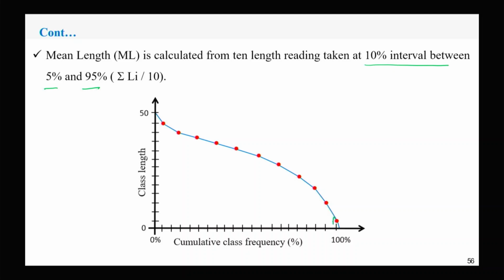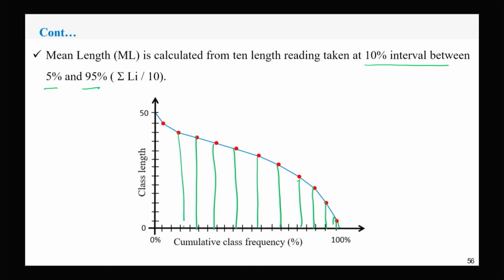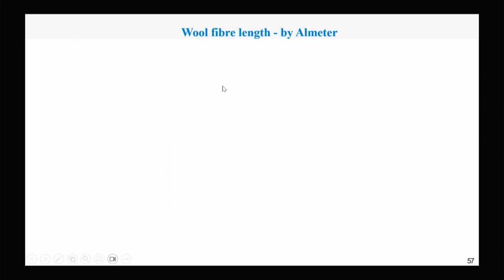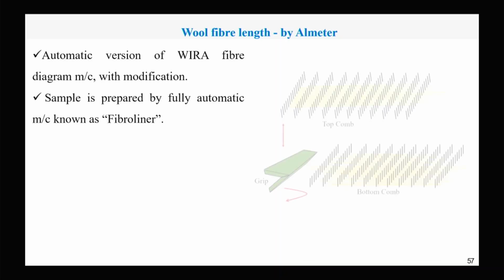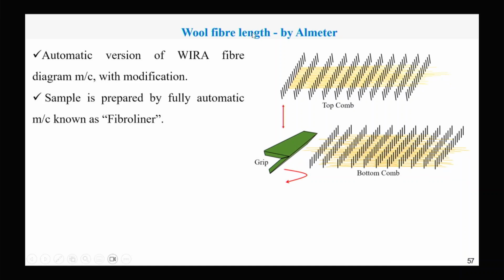So we just take the lengths L1, L2, L3, L4. In this way we take the length at different points, add them and divide by 10, because we are taking 10 intervals, and we get the average mean length of the wool fiber. And there is an automated version of this. This is the manual version, and the automated version is called the almeter, where it has two components.